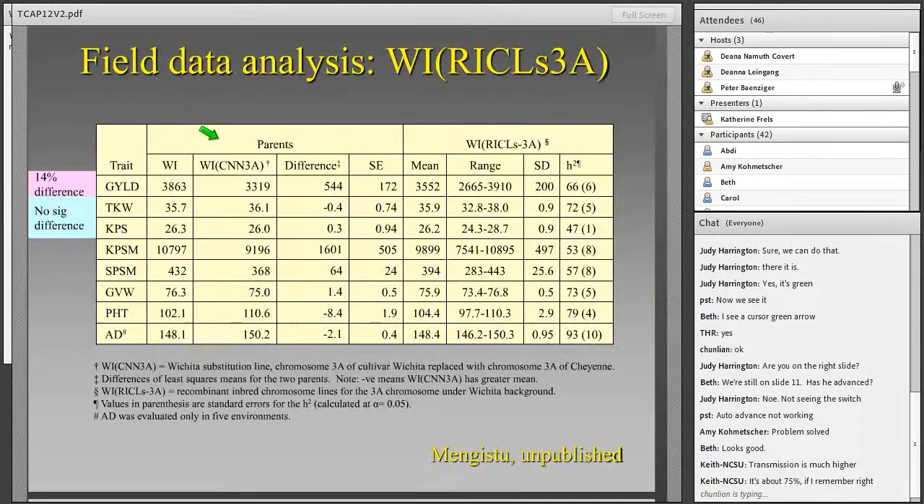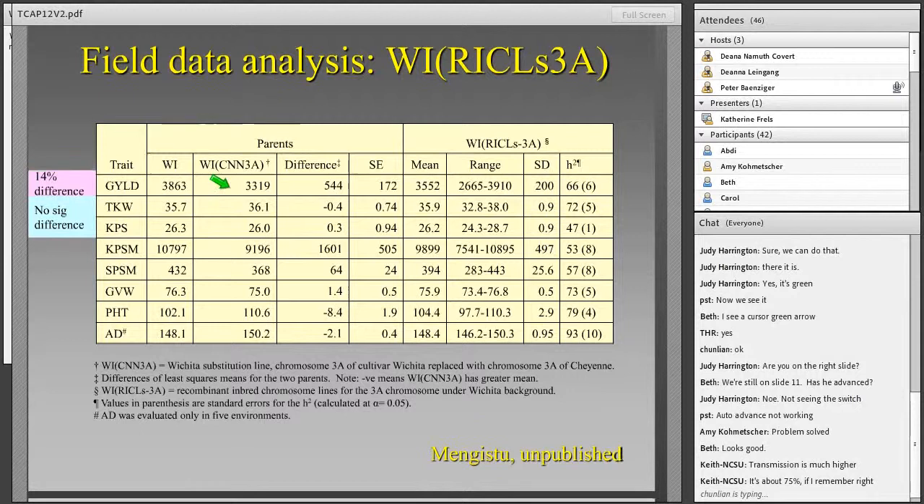Looking at the Wichita Rickles, and this is something which is interesting to me, Wichita yielded almost 50 bushels, and there's almost 60 bushels. If you look at this, we're looking at close to 550 kilograms per hectare less. That's 3 or 4 bushels less.